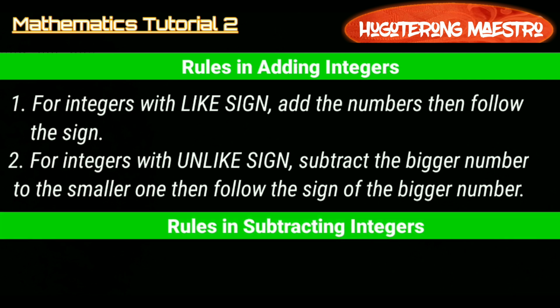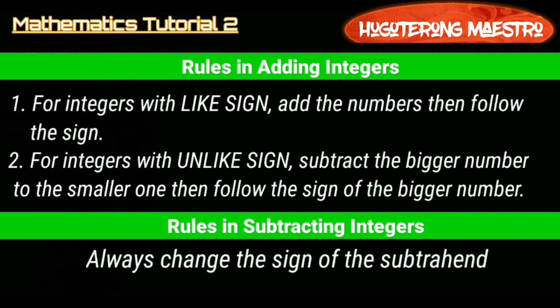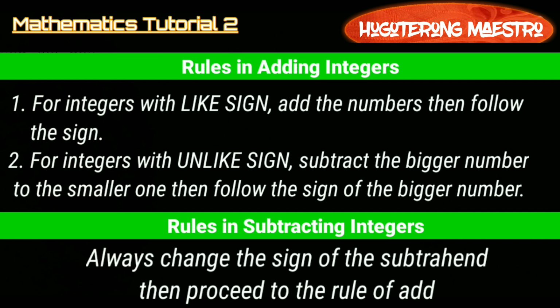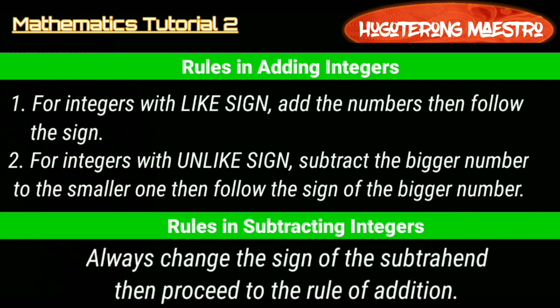And now for the rules in subtracting integers. Always change the sign of the subtrahend, then proceed to the rule of addition. Ibig sabihin yan, kung ang sign ng ating subtrahend ay negative, gawin itong positive. At kung ito naman ay positive, gawin naman itong negative. After that, you proceed to the rule of addition. So, uulitin ko po, na napaka-importante talaga na ma-master natin ang rule of addition para hindi tayo mahihirapan pagdating sa subtraction.